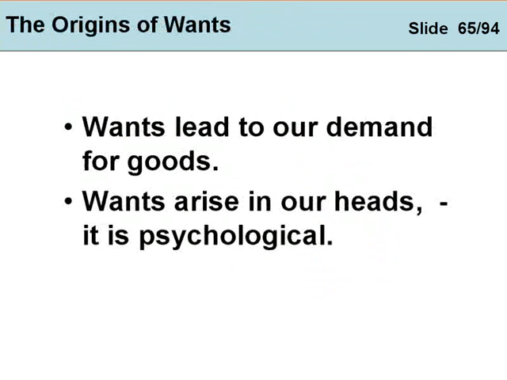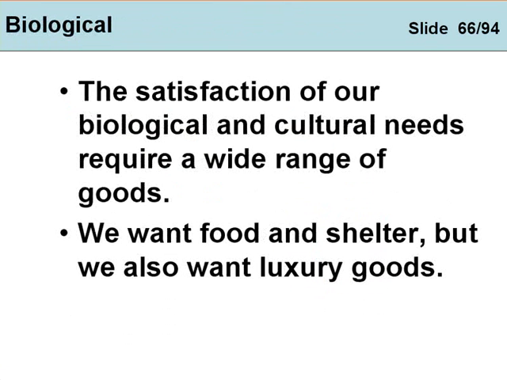Wants lead to our demand for goods. Wants arise in our heads. It's a psychological thing. It's to do with what we want, and what we want is the satisfaction of our biological and cultural needs. And we do this with a range of goods. For example, we want food and shelter and security. But we also want luxury goods.